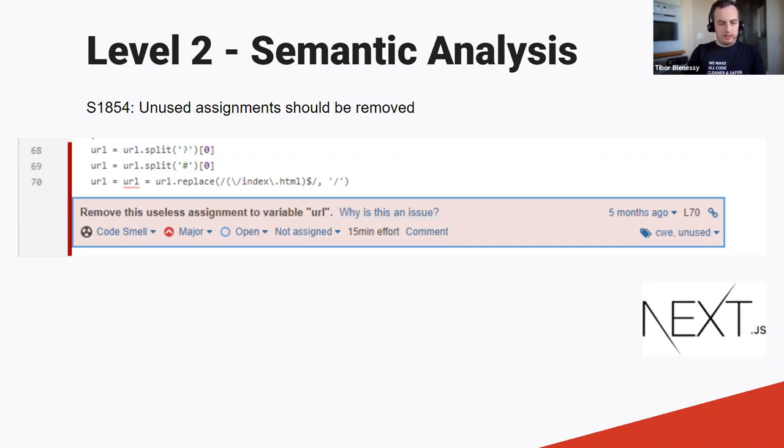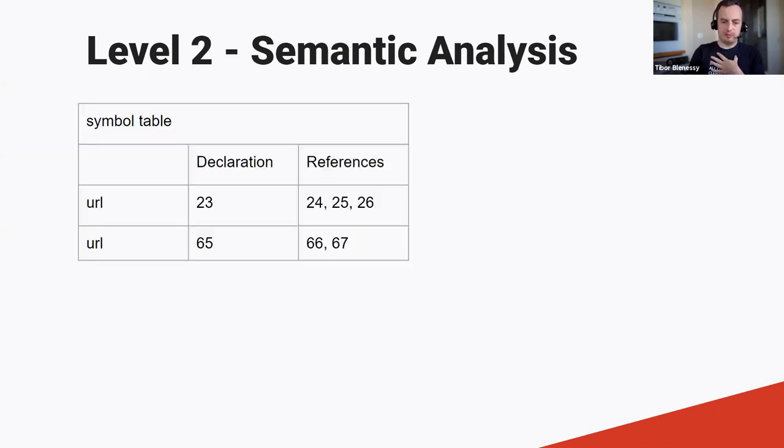And to be able to detect such a pattern, we need to understand that URL is not just a token with three characters, but some sort of something we call a symbol. And to be able to detect that different occurrences of URL are actually pointing to the same symbol, we are maintaining something which is usually called a symbol table.